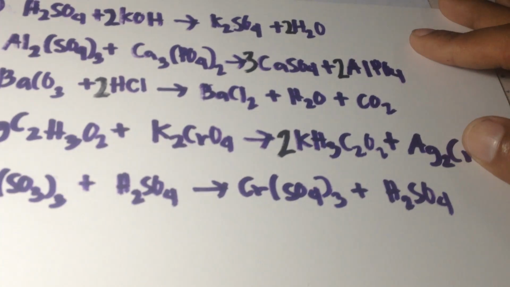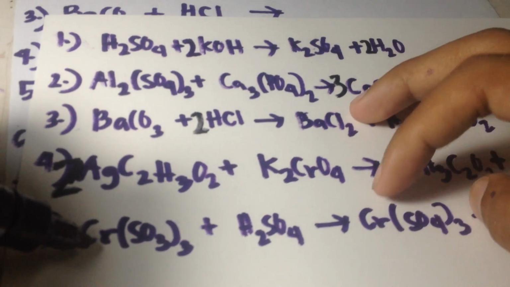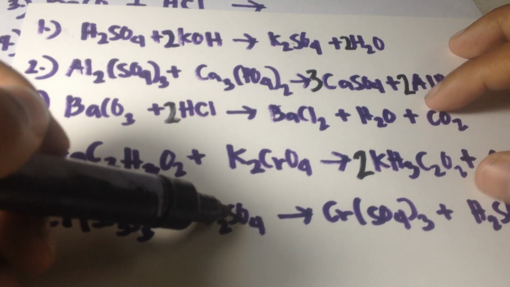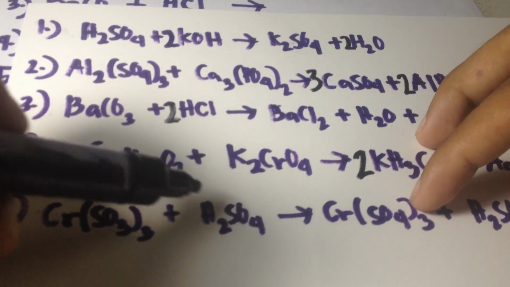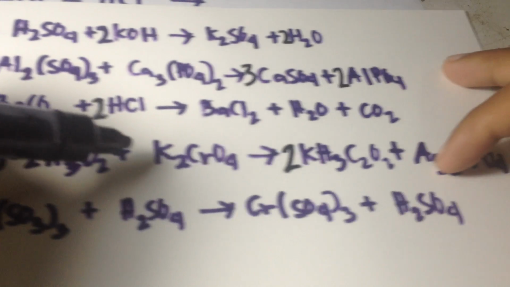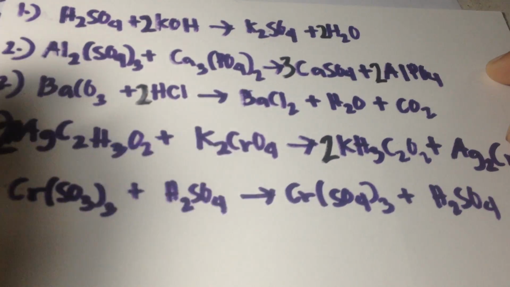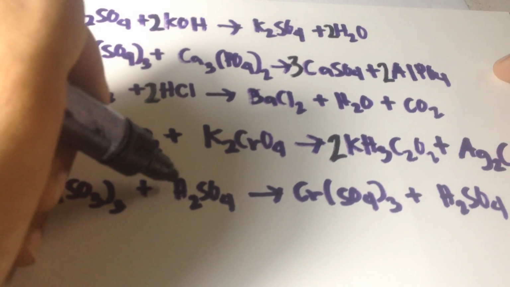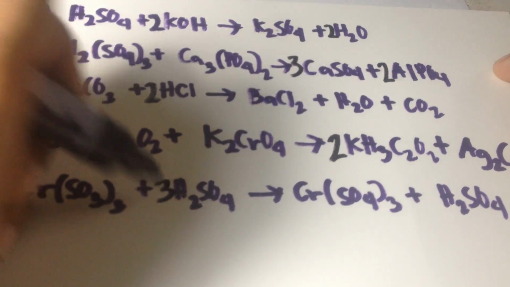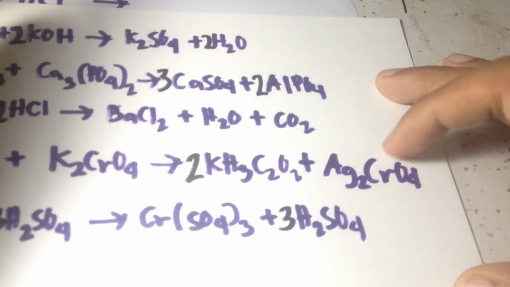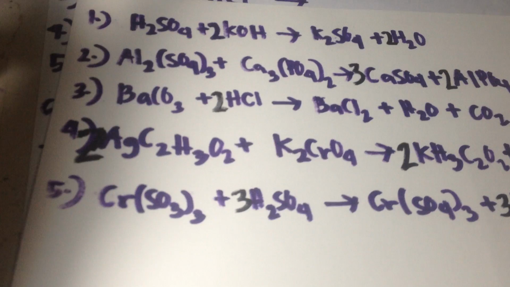So all you need to do is balance again. Chromium here has 1 subscript, 1 subscript here, and sulfate has 1 subscript here, and sulfate has 3 subscript here, and sulfate here is 1 subscript again. So what will you do? So you need to multiply here by 3, and multiply here again by 3. So the reaction is balanced.